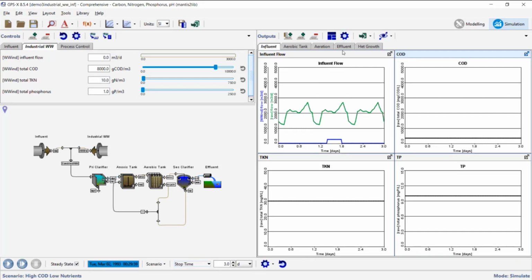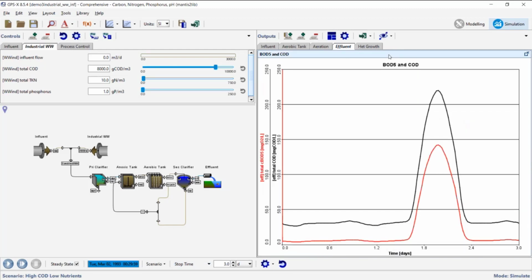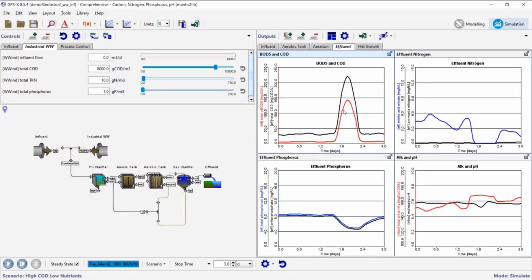Okay, so what we can do then is take a look at what's going on in our effluent. I'm going to blow this up so you can see it a little better. This is the effluent BOD and COD. And you can see that with this huge contribution here, we got a big spike in the effluent. So now there are multiple things going on here at once, right? What we're seeing is that there's a lot of growth happening. It's a lot more food coming in.